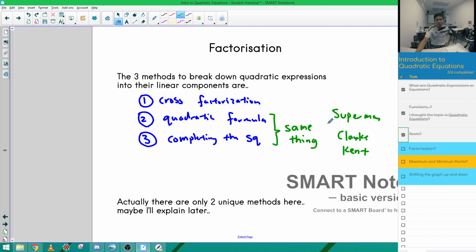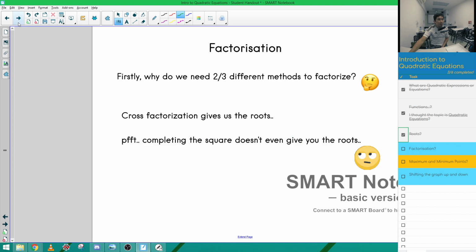Good to review over here. But my question is, why do we need 3 methods, or rather 2? There's actually 2 methods here, but why do we need 3? Why do we need 3 methods when we can just use cross factorization? That's going to be on the next page.